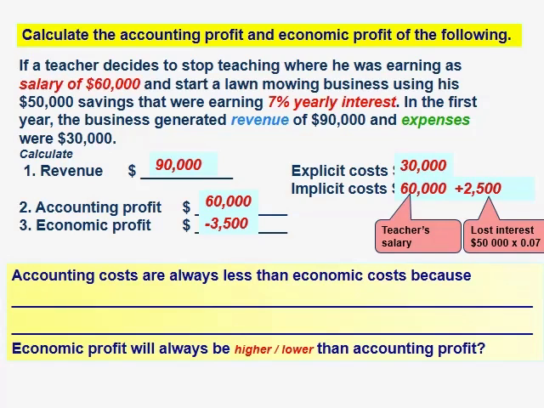To summarize, accounting costs are always less than economic costs because economic costs include both the accounting costs, expenses, plus the opportunity costs. Economic profit will always be lower, therefore, than accounting profit.